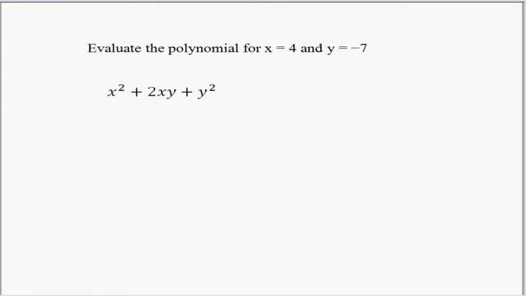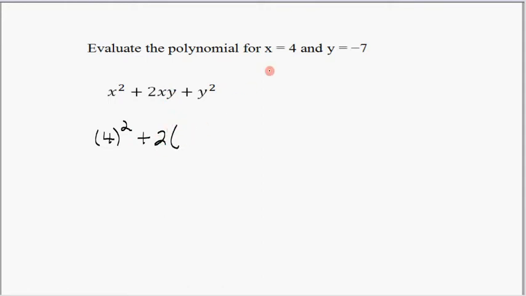Hey everyone, it says to evaluate the polynomial for x equals 4 and y equals negative 7. When you see evaluate, it just means to plug in the given values for x and y. So for this polynomial, it says x squared. So that means we're going to take 4 and square that, plus 2 times x times y.